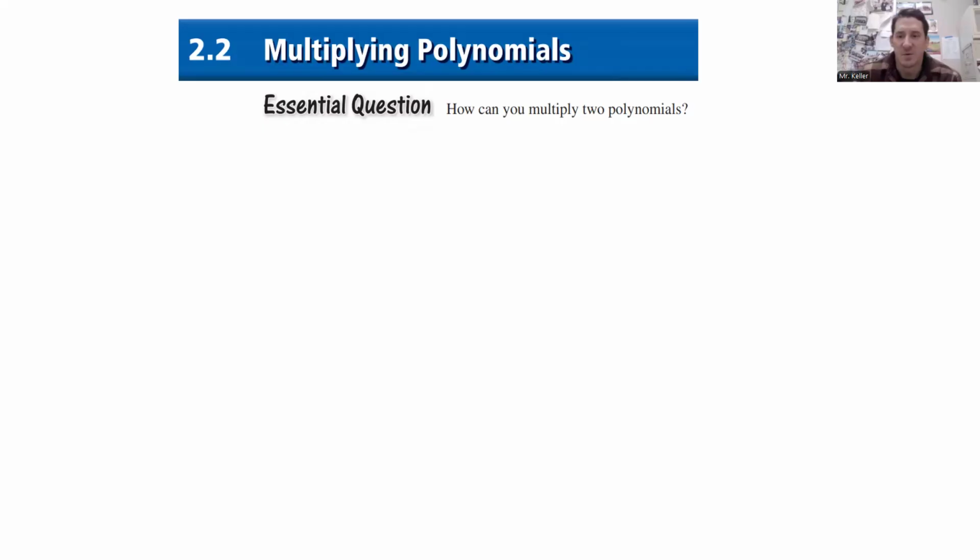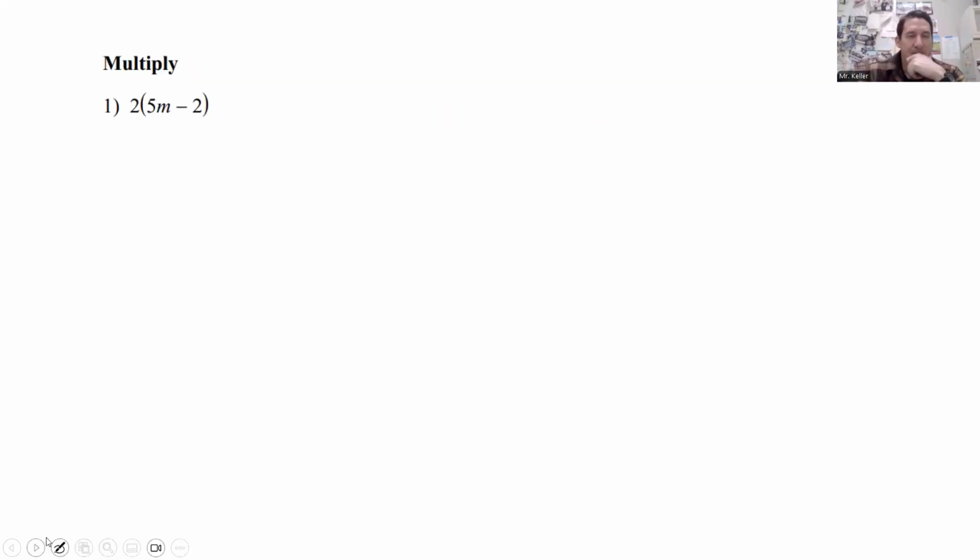All right, IM2 classes. Today we're multiplying polynomials. We're going to start off pretty basic, just a skill we've already done multiple times in this class, and then we're gonna get slightly more complicated, but it's all pretty similar. The skill that we're doing, so we're starting off with 2 times 5n minus 2.